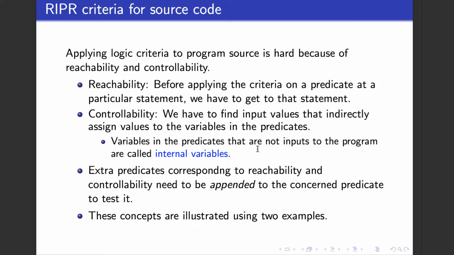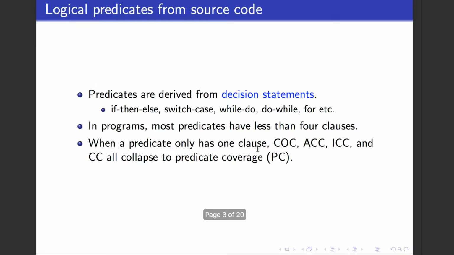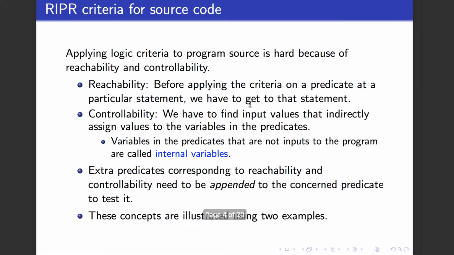Now, to be able to do logical predicate coverage, where do I find predicates? As I told you here, you find them all in decision statements. The same old problem comes again, the problem of RIPR criteria, or reachability and controllability, right? So when I have a predicate that is deep down in my program that, let's say, labels an if statement, it could be that the variables involved in the predicate are all internal variables. There could be no inputs, there could be no outputs. But how do we give test cases? We give test cases in terms of inputs, and then we say what is the expected output.